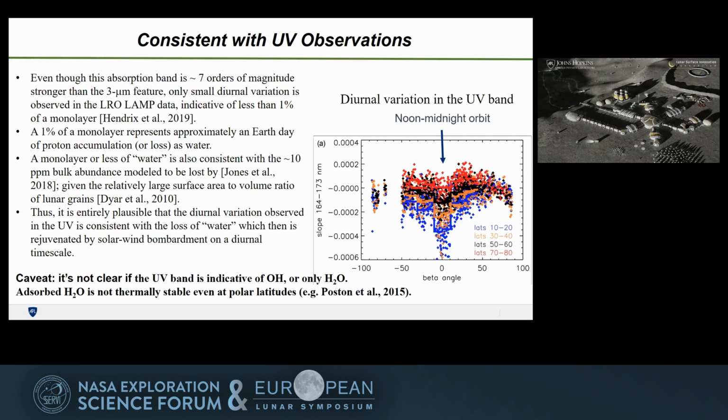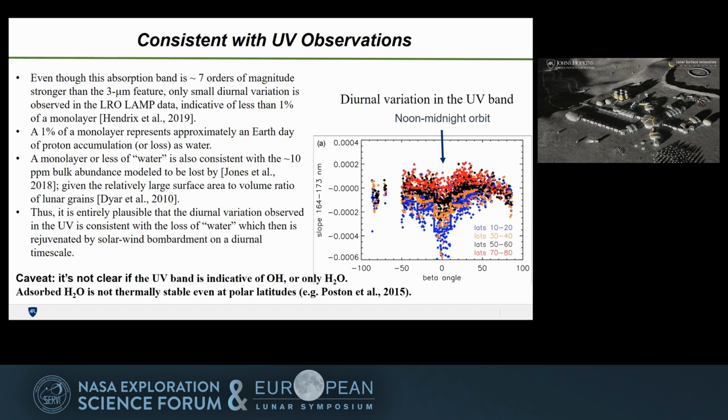That even though the UV absorption band, by the way, is 7 orders of magnitude stronger than the 3 micron feature, a very strong diurnal band is not seen, which is seemingly inconsistent unless one considers the fact that UV only penetrates the very first grain. It does not penetrate into the desiccated layer. And thus, any diurnal variation in UV is going to be a real diurnal variation, a real loss of OH from the grain surface.